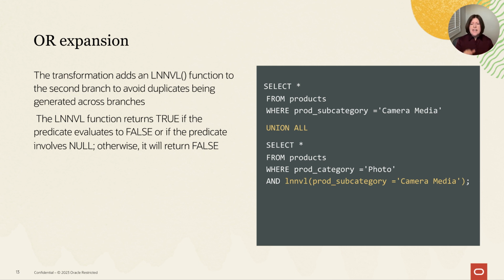So in other words, if you've got a row where the product subcategory is equal to camera media in that second branch, then it won't be passed to the union all because it would end up being a duplicate of rows coming out of the first branch. So it will just prevent any duplicate rows. If, on the other hand, the predicate inside the function returns false, then the function returns true, allowing that row to flow into the union all.